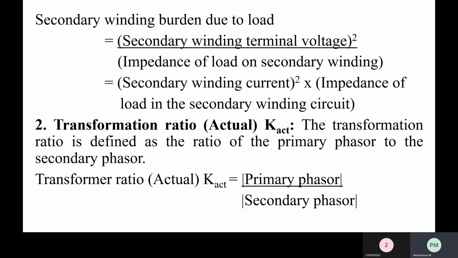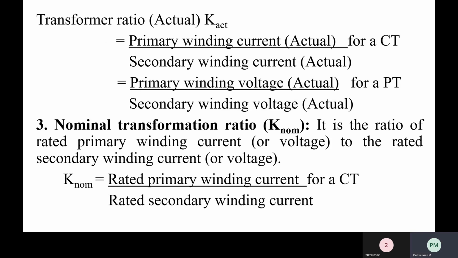Next, transformation ratio, also called the actual transformation ratio, which is denoted by the symbol K_ACT. The transformation ratio is defined as the ratio of the primary phasor to the secondary phasor. That is the second important term. So the actual transformation ratio K_ACT is equal to the actual primary winding current to the actual secondary winding current for a current transformer. Similarly, for a potential transformer, it is the ratio of the actual primary winding voltage to the actual secondary winding voltage.